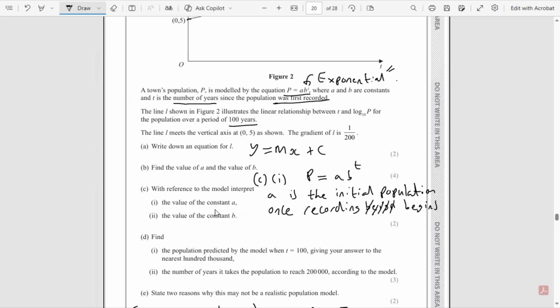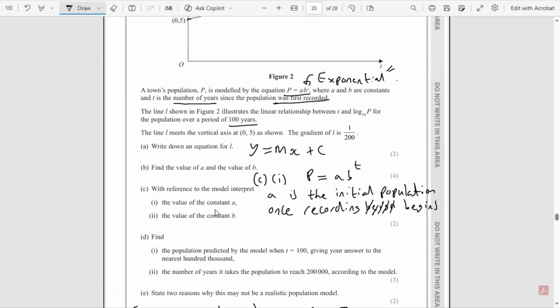Now for part II, with reference to the model, interpret the value of the constant B. Okay, so a lot of students get this wrong. They make mistakes with a question like this. Do not say that B is the rate of change. I see that a lot with students. No, no, no. The rate of change of the population is what you get when you differentiate the model. B is not the derivative of the model. So therefore, B is not the rate of change.